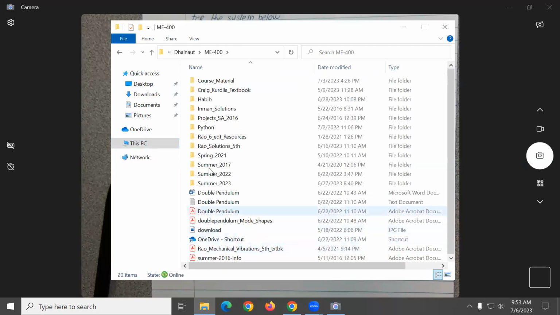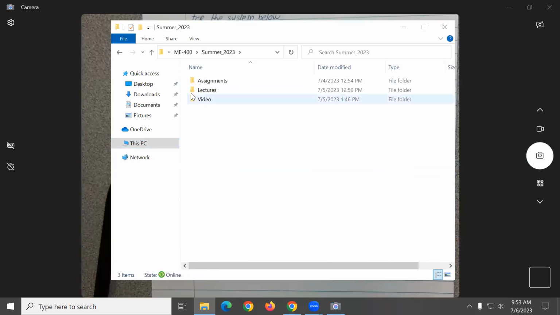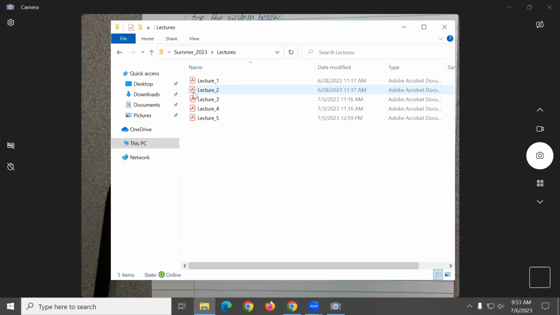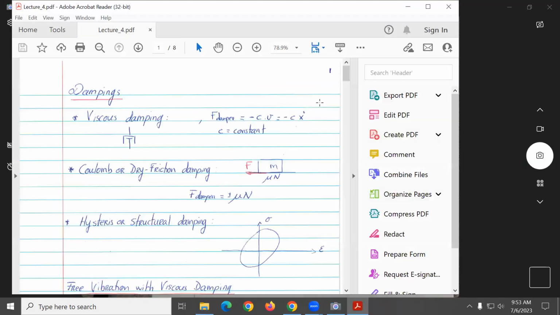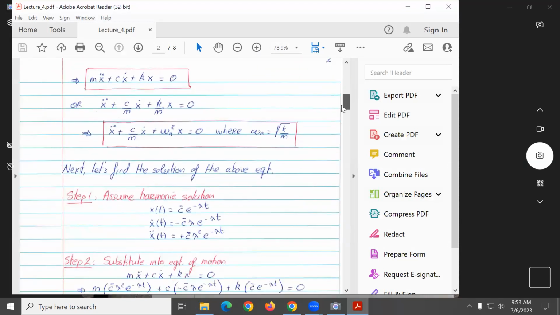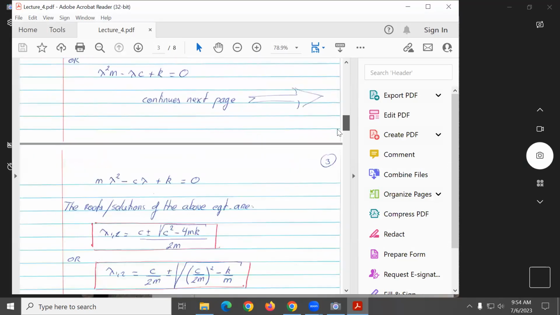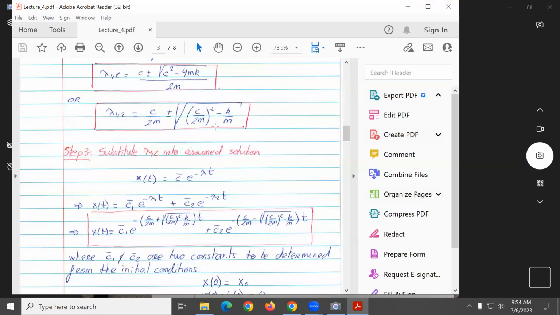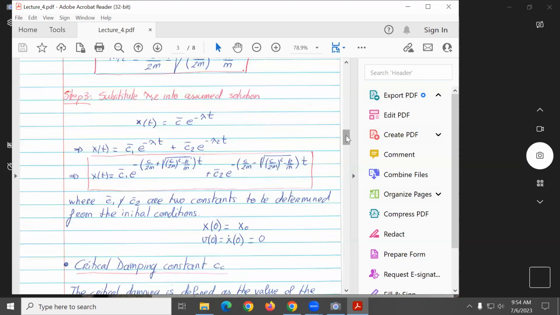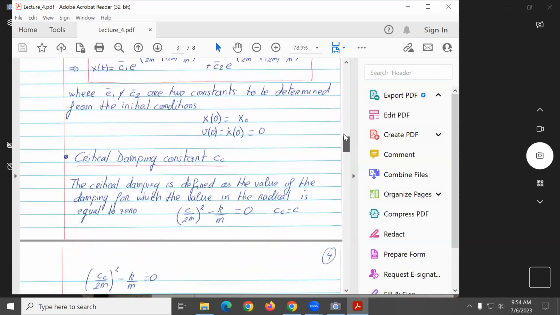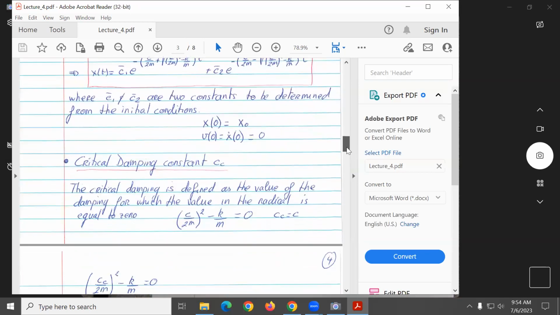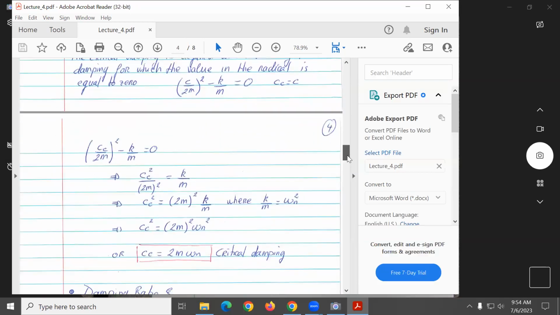So let's see, ME400, summer lectures. I'm guessing it was lecture 4, probably. I have C_C equals 2m times omega n. Correct. So it's that one. So it would be when this term is equal to 0. So critical damping, this is when this term here is equal to 0. So that's what you should have in your notes. So C_C should be equal to 2m omega sub n.